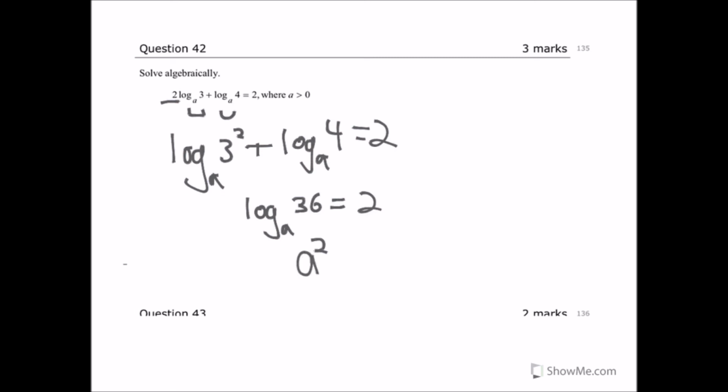A to the 2 equals 36. Once we're down to one logarithm, you change the form, and a must equal plus or minus 6, but then you go back to the question and say, oh, a is greater than 0, so a must be plus 6.